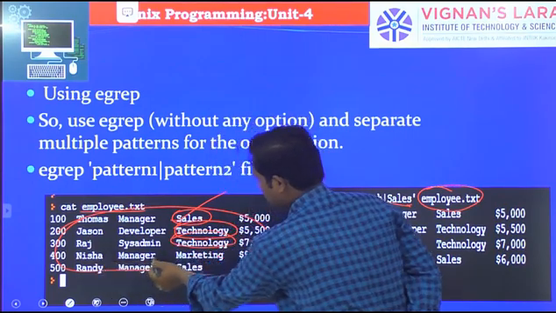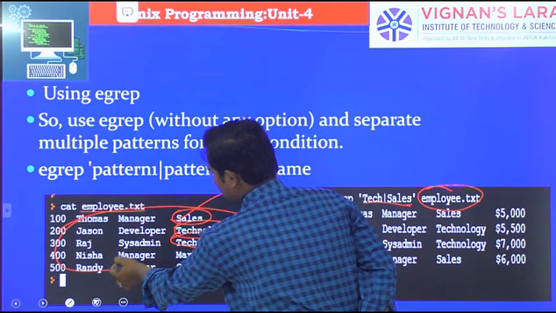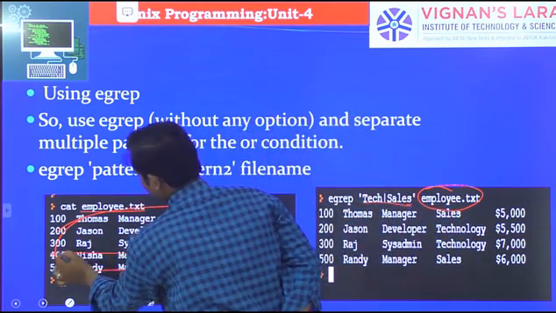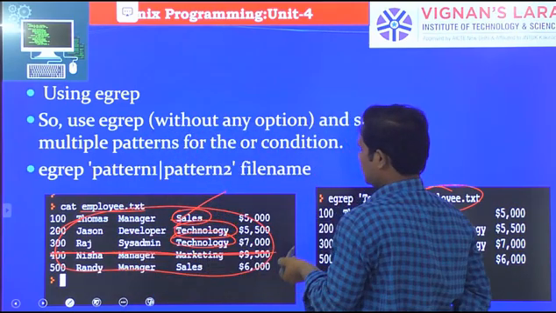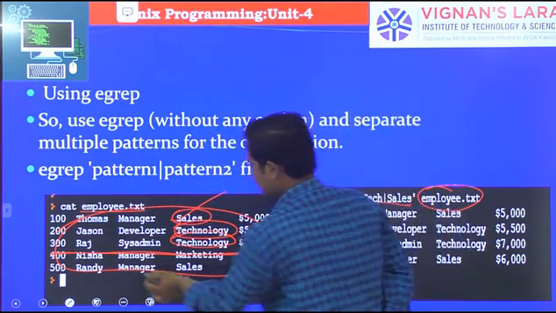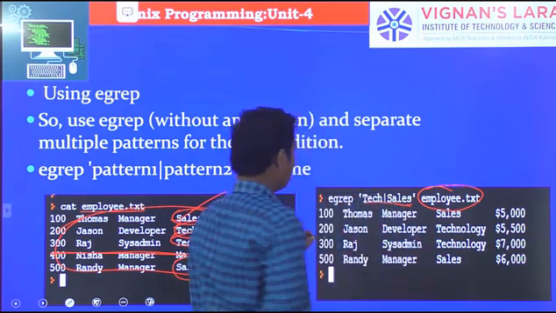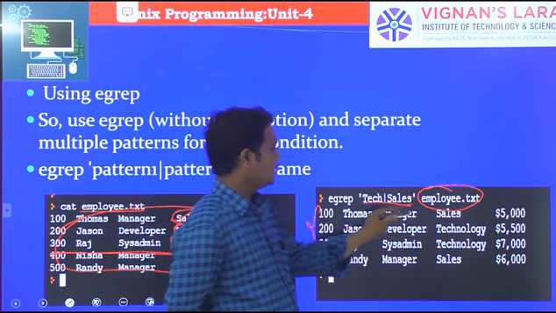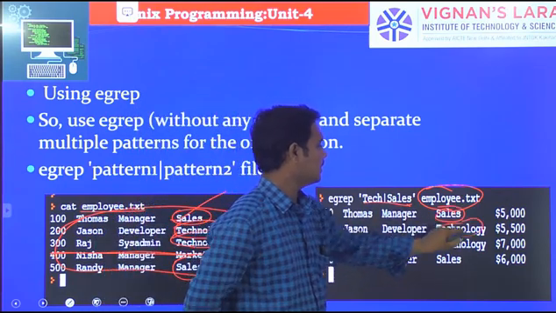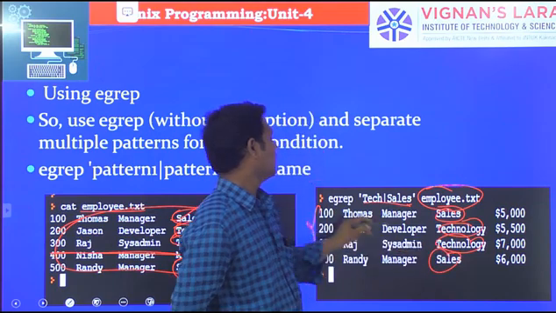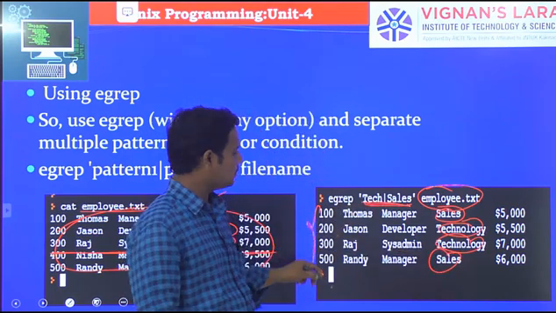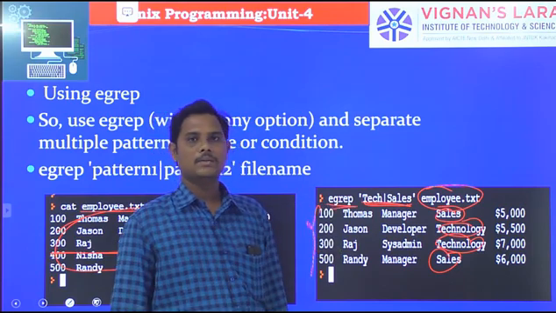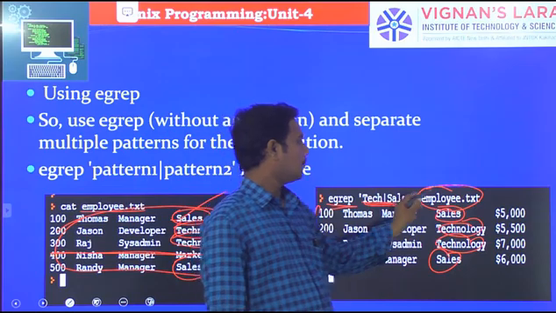In this line, 400 Nisha manager marketing, the pattern is not matched, so it will not be displayed. Here again sales is there. So 4 lines will be displayed: sales, technology, technology, sales. These two patterns we want to search, and only those 4 lines are displayed using egrep on the employee file.